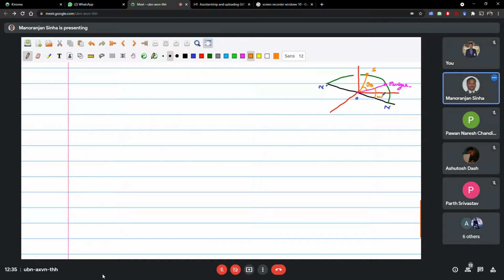This angle is small omega. This angle we have written as capital omega, and these are the axes here. Here is the x-axis, y-axis, and z-axis. X, Y, and Z, these are the inertial axes.